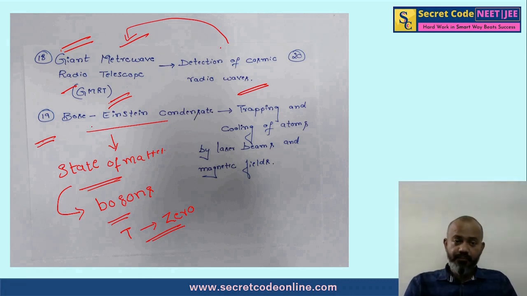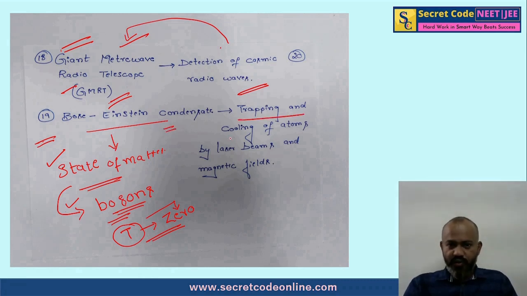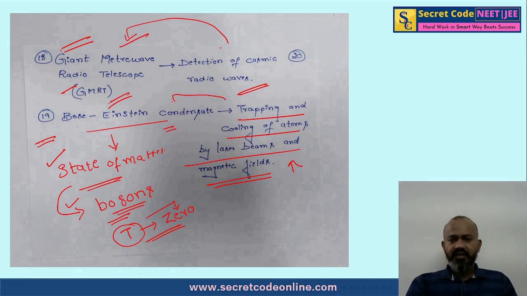I'll repeat it again. Bose-Einstein condensate is a state of matter which is formed when a gas of bosons at very low density is cooled to a temperature very close to absolute zero. That is what is known as Bose-Einstein condensate. This is one technology which is based on the principle of trapping and cooling of atoms by laser beams and magnetic fields. This physics technology is used to develop Bose-Einstein condensate.